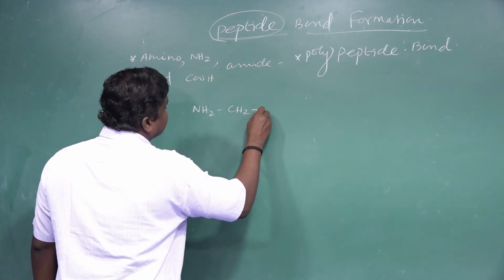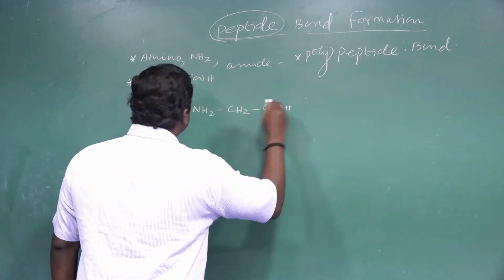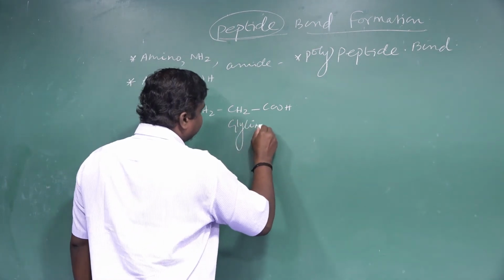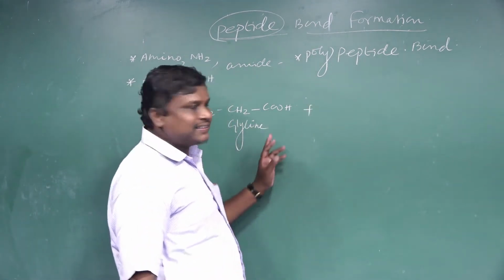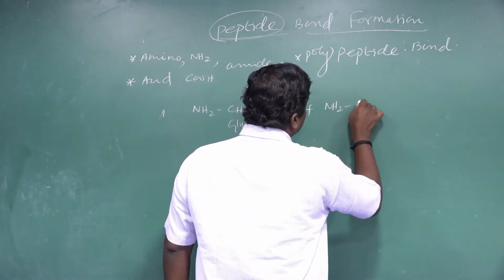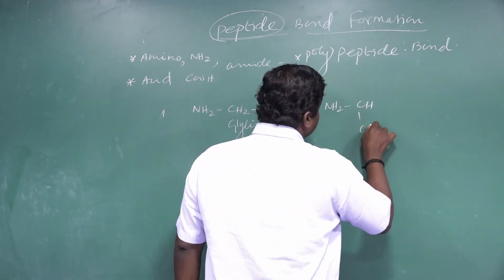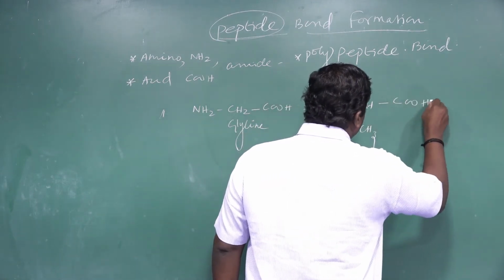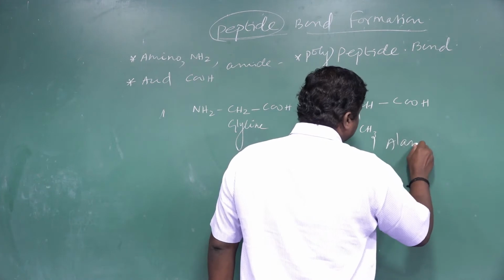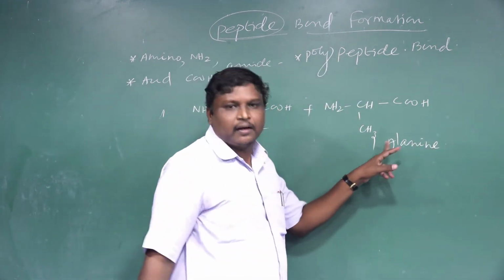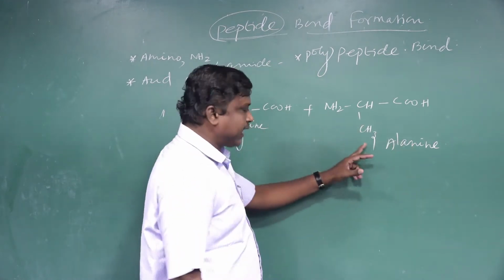Okay. First, number one: NH2, CH2, COOH, glycine. So glycine is reactive with alanine: NH2, CH, CH3, COOH.